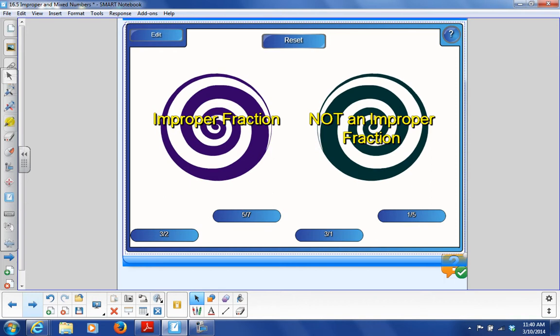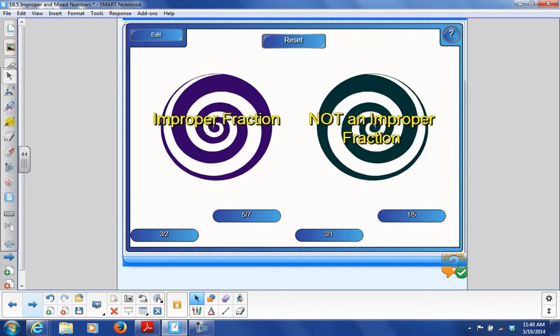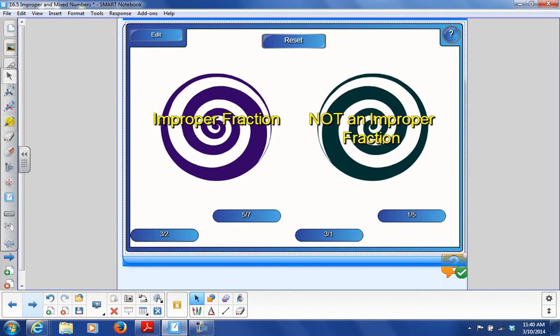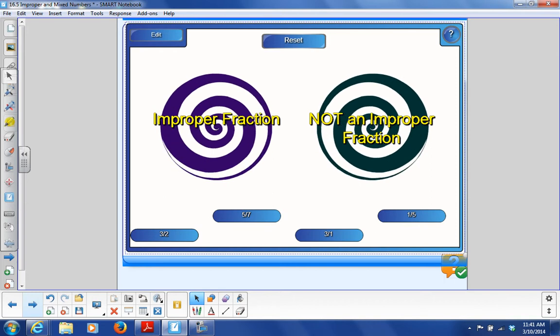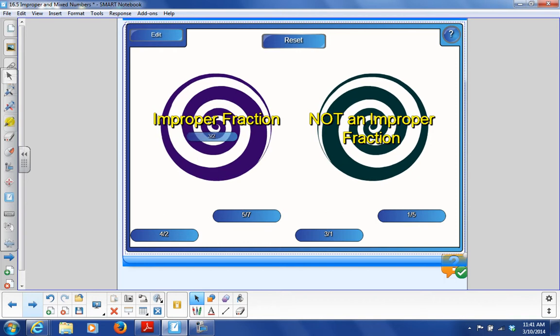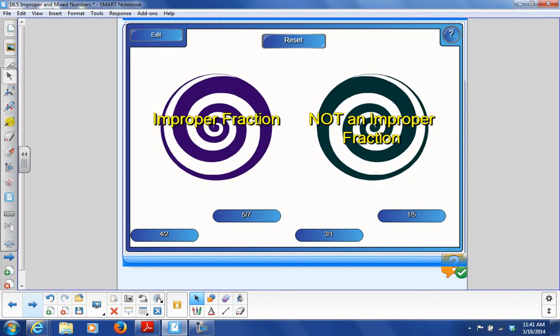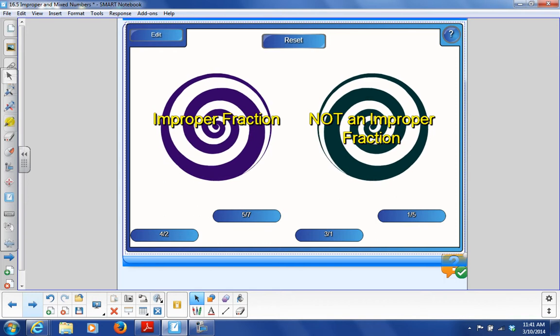Breezy. Andrew, you can go next. Why are you giving me that look? Okay, 3/3. Why? Because the numerator is bigger than the denominator. Thank you. Numerator is bigger than the denominator. Come on, Andrew.